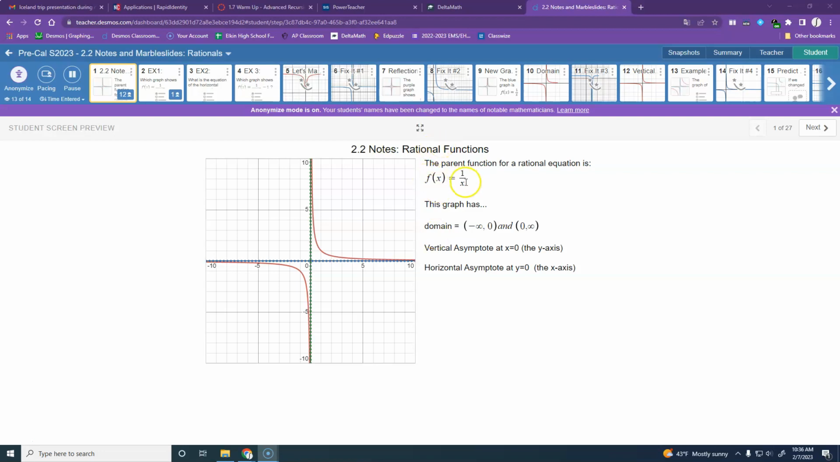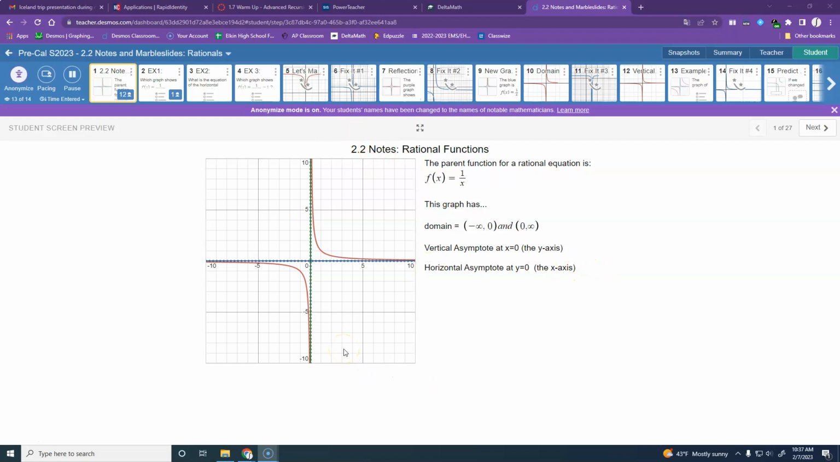The reason it cannot include 0 is because if we plug 0 in here, we get 1 divided by 0. And 1 divided by 0 is, starts with a U, undefined. It's undefined, so it's not going to be an actual number that you can graph. So you're going to have a vertical asymptote at x equals 0, which is your y-axis, and a horizontal asymptote at y equals 0, which is your x-axis there.